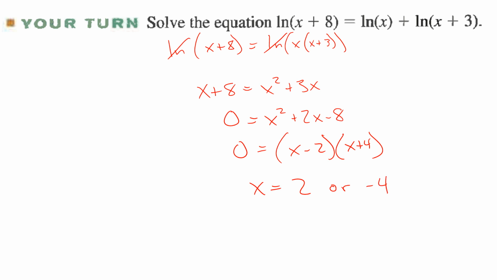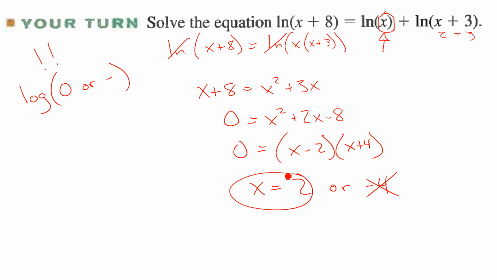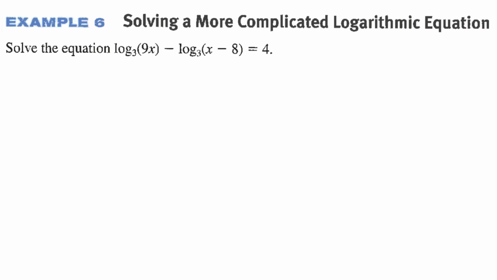Okay. All right, now the one thing here is that the parentheses cannot be 0 or below. So in this case, negative 4 doesn't work because it would make this parentheses less than 0. Okay, you cannot do logs of 0 or negative. So important. So on this one, everything else works with a 2. 2 plus 8 is positive, 2 is positive, and 2 plus 3 would be positive. So x equals 2.